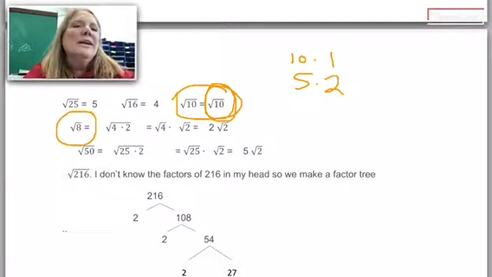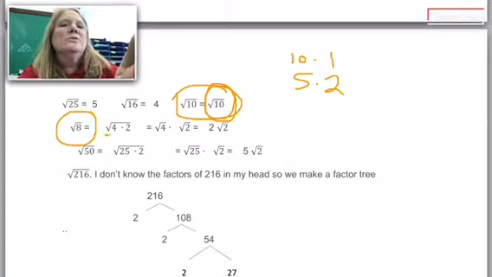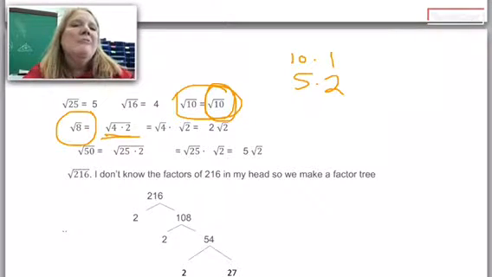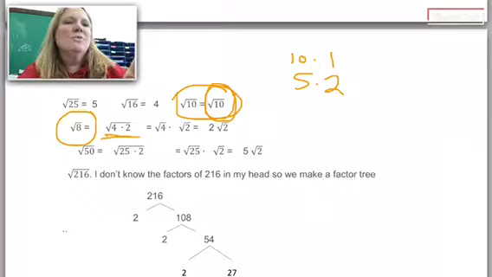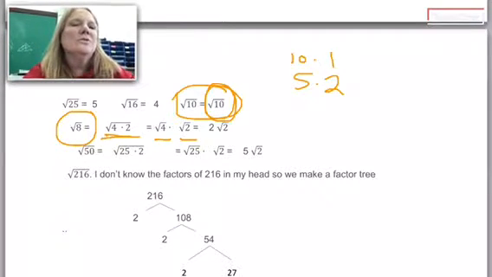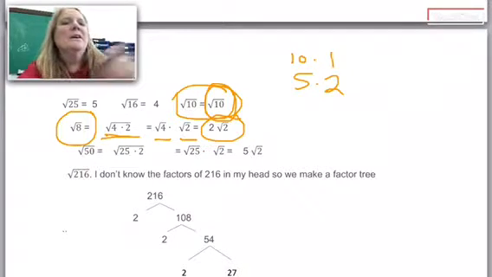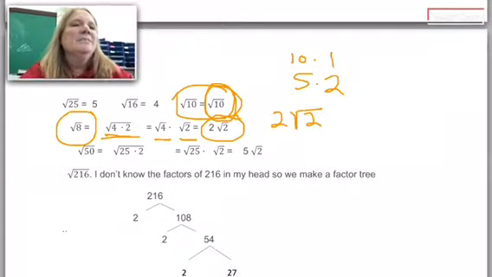Well, I can rewrite 8 as 4 times 2. Okay, and 4 is a perfect square. So I can rewrite that as the square root of 4 times the square root of 2. The square root of 4 is 2, so that comes out from the radical, and the square root of 2 stays under the radical because we haven't simplified that part. And so 2 times the square root of 2 is the simplified form of the square root of 8.